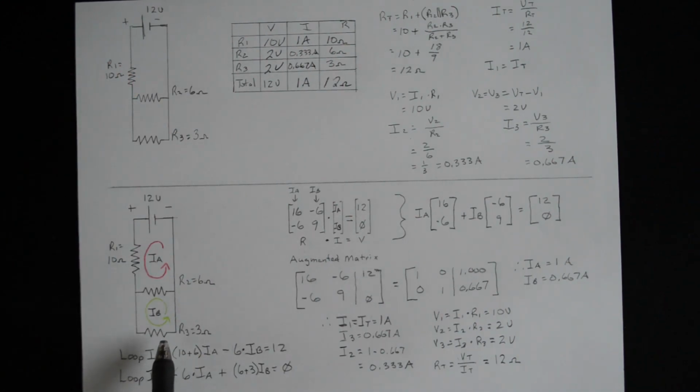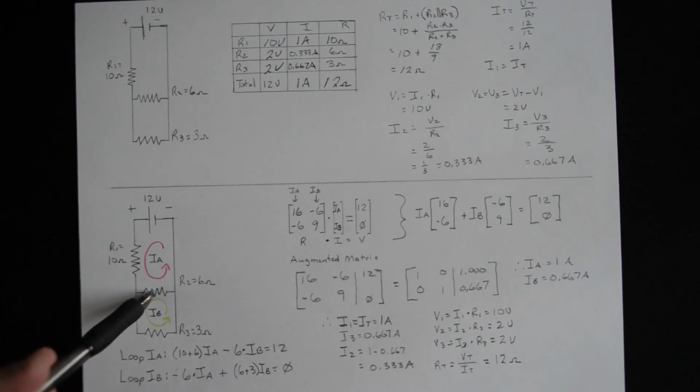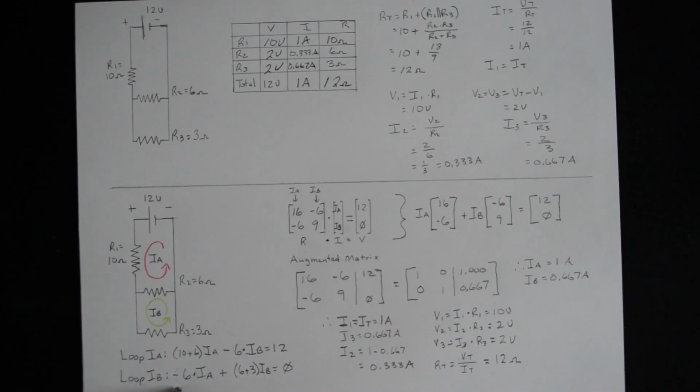So IB is 6 plus 3 plus 6, times IB, okay? And there again, you have to add this to it, the IA times 6 term, which is here, but it's flowing in the opposite direction to IB, so it's a negative. And is there a power source here? No, there is not. So you make that equal to 0.